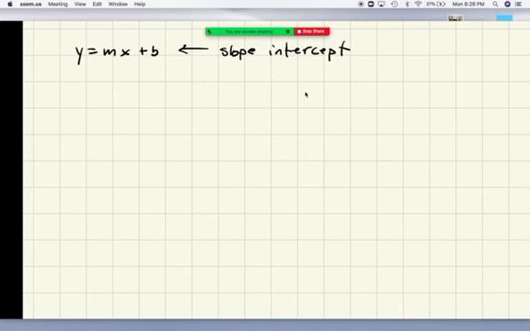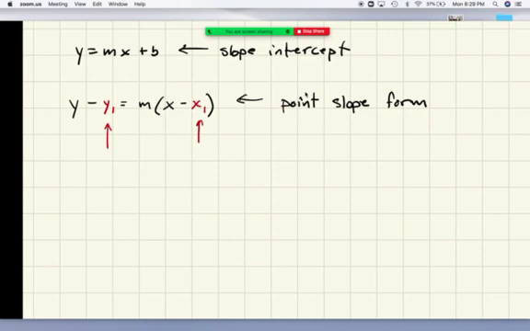Then there is y minus y1 equals m times x minus x1. This gets confusing for a lot of people. This one's called point slope form, where these, the red things, those are actually going to be numbers.